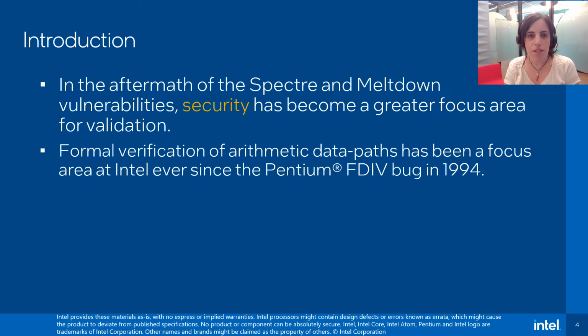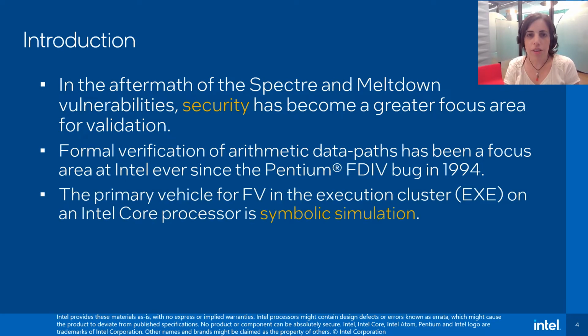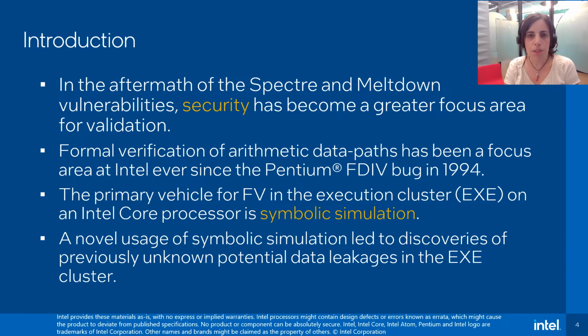There are many kinds of formal verification. The method we use for data path verification in the core execution cluster is symbolic simulation, which is the best known method for proving complex arithmetic computation. Today, we will learn how we use symbolic simulation to detect previously unknown potential data leakages in a live project.